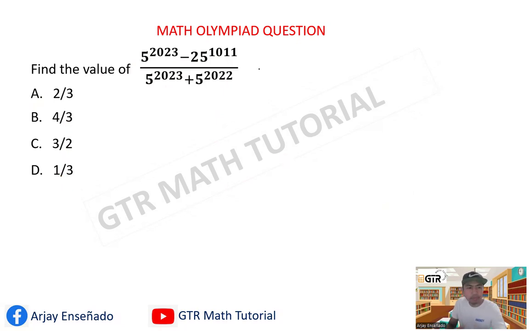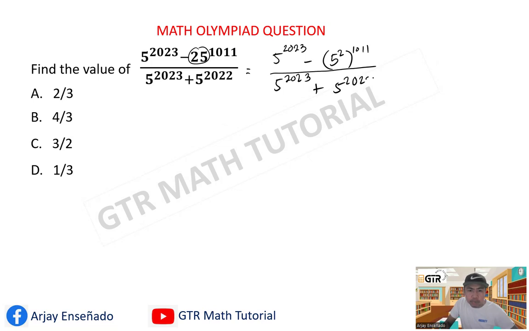Okay, so let's start. First step, we look at the bases. We have 5, 5, 5, and then we have 25 here. So we can write 25 as base of 5. Therefore, we write 25 is equal to 5 squared. So we have 5 raised to 2023 minus 5 squared raised to 1011, all over, just copy the denominator, 5 raised to 2023 plus 5 raised to 2022.